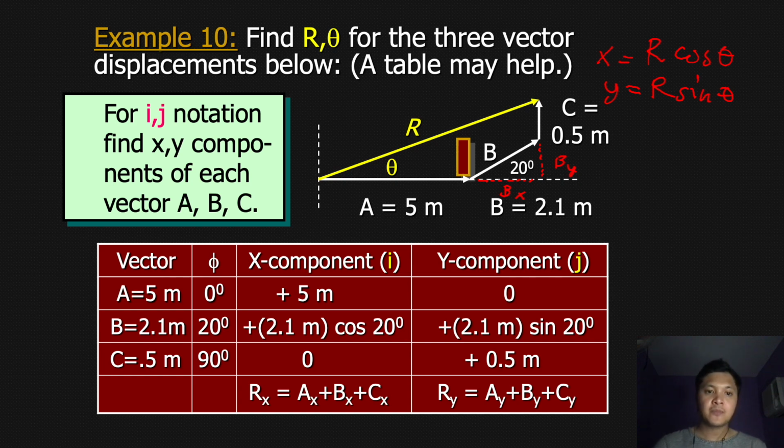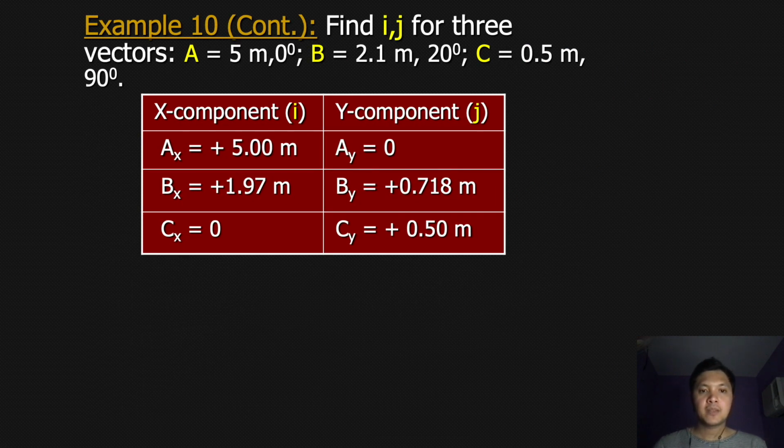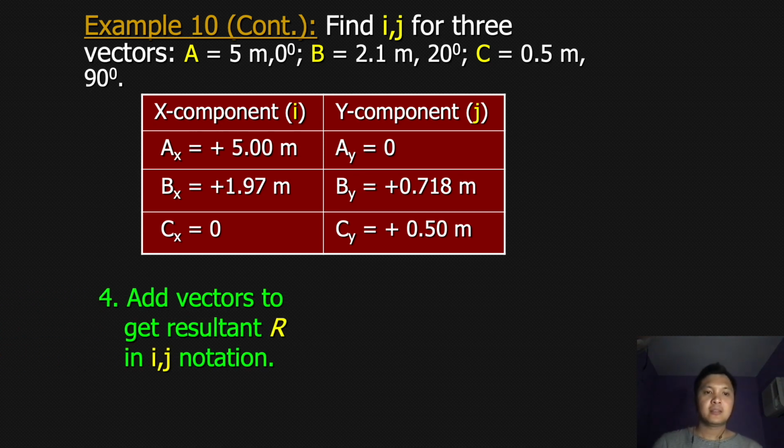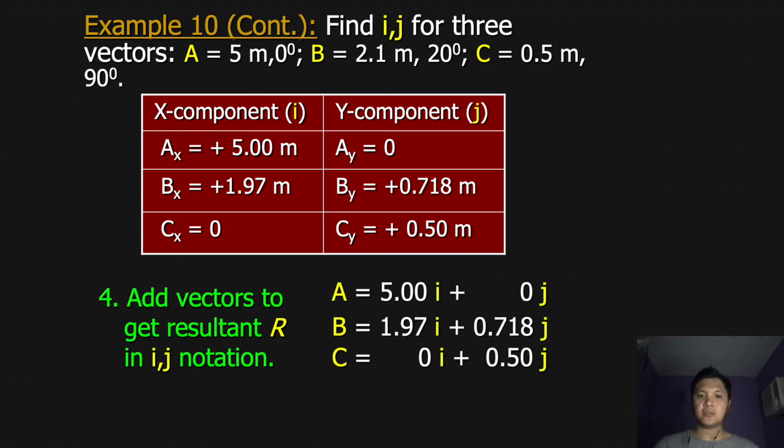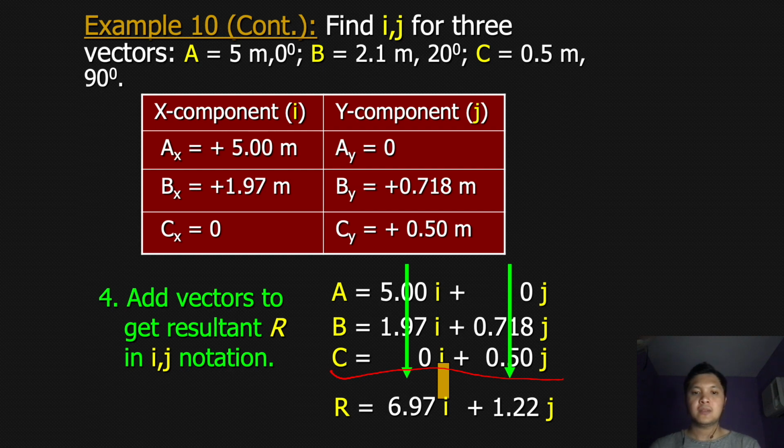Now we can just simply add these. So Rx, or the total x component, is ax plus bx plus cx, and similarly for the y component, ry is ay plus by plus cy. Now we can calculate and add the vectors to get the resultant r in ij notation. Okay, so we can express this 5 meters as 5i plus 0j, then 1.97i plus 0.718j, and then c is equal to 0i plus 0.5j. So we can just simply add that, and then we will get 6.97i plus 1.22j. So this is the ij notation.